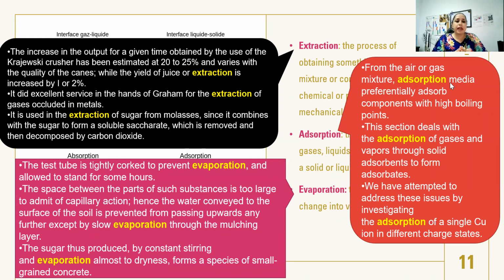The test tube is tightly corked to prevent evaporation and allowed to stand for some hours. The space between the parts of such substances is too large to admit of capillary action. Hence, the water conveyed to the surface of the soil is prevented from passing upwards any farther except by slow evaporation through the mulching layer. The sugar dust produced by constant stirring and evaporation almost to dryness forms a species of small grain concrete.